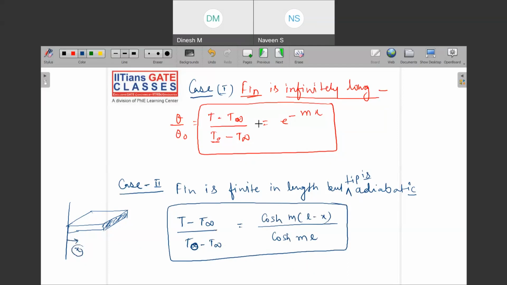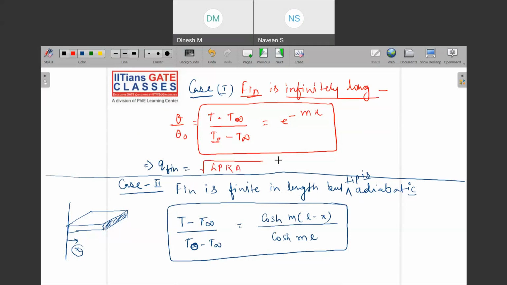Now let us try to understand the amount of heat transfer also. The amount of heat transfer in this case is Q fin. In which case? When your fin is infinitely long, then Q fin is square root of hPkA into (T naught minus T infinity).